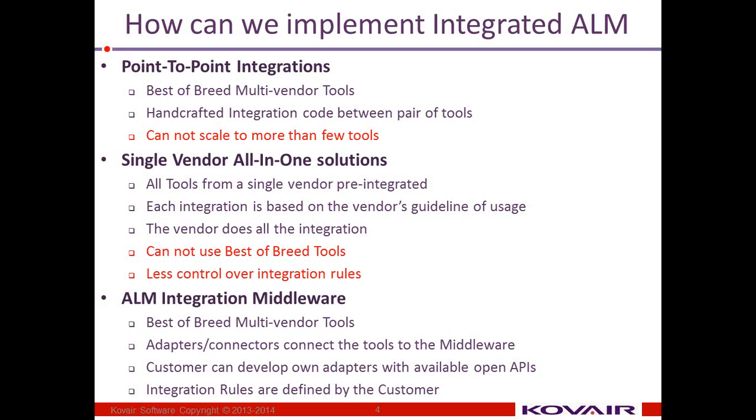To keep up with those changes, you need to work on multiple pieces of code. For example, if we have 10 tools in the scenario and one tool changes its version or API, then you need to work on 9 pieces of code which are connecting this tool to the 9 other tools. So it is not a scalable model. It cannot be used for more than 2 or 3 tools.